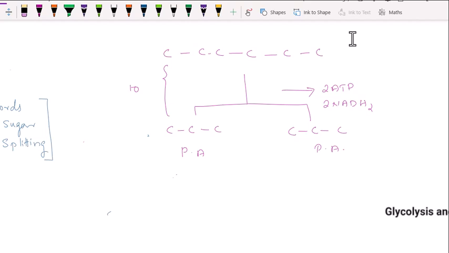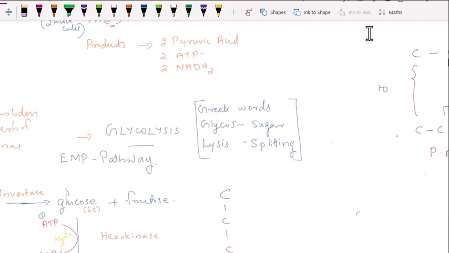It occurs through a series of 10-step enzymatic reactions. Glycolysis is not a single-step conversion, it occurs through 10 steps overall, and thus the reaction completes. So we can go through the process.